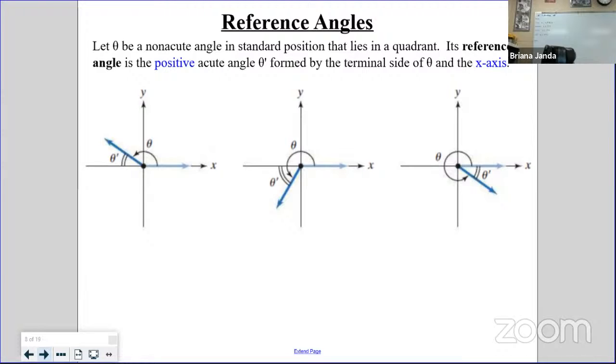So there are some very important points that I want to highlight for you in the description of a reference angle. A reference angle is the positive, all your answers to reference angles are positive, acute, all your answers to reference angles are less than 90 degrees, angle that is formed with wherever our angle stops, terminal side, and the x-axis. You can only use the x-axis when figuring out a reference angle, okay?